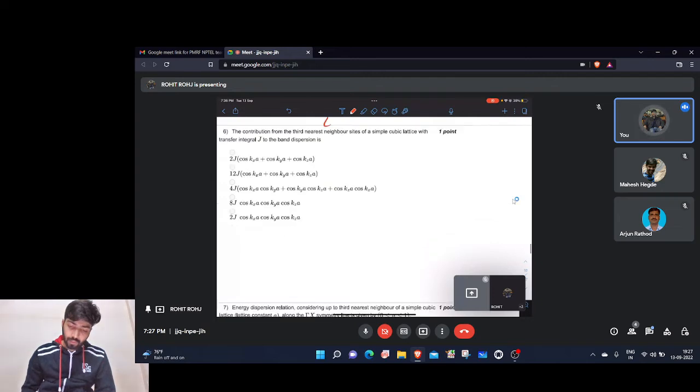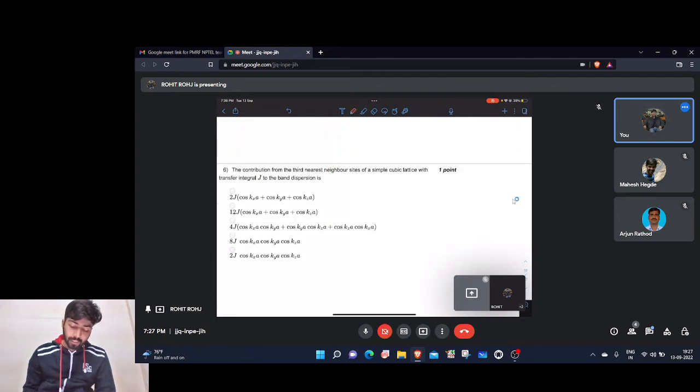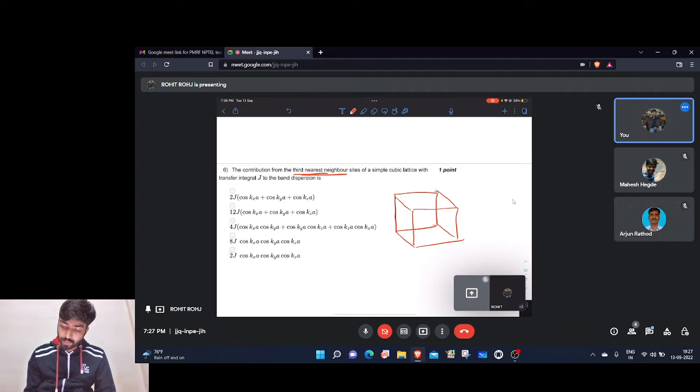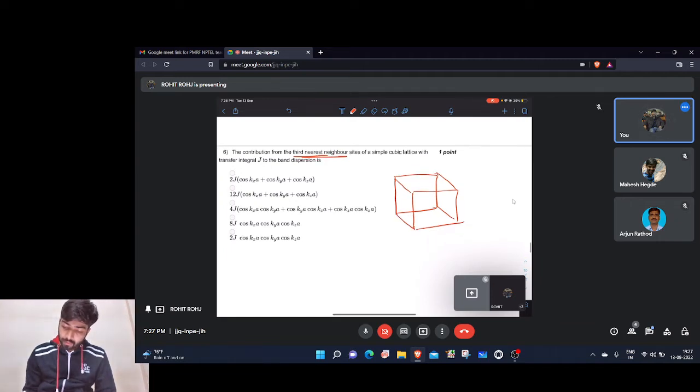Let's go for the next question. The next question wants the energy dispersion relation for the third nearest neighbor sites. To understand this, let me very quickly draw a simple cubic lattice. Again I am taking 0 0 0. Now the third nearest neighbor in this lattice would be an atom sitting on a body diagonal across 0 0 0.